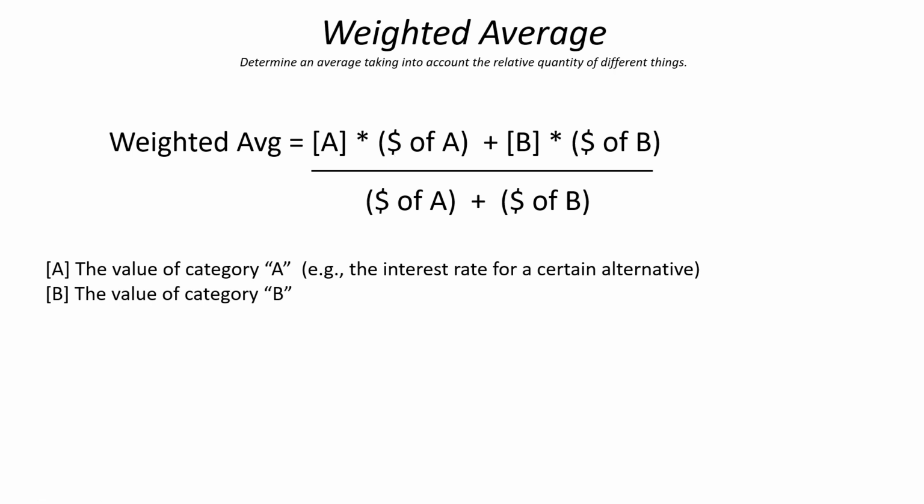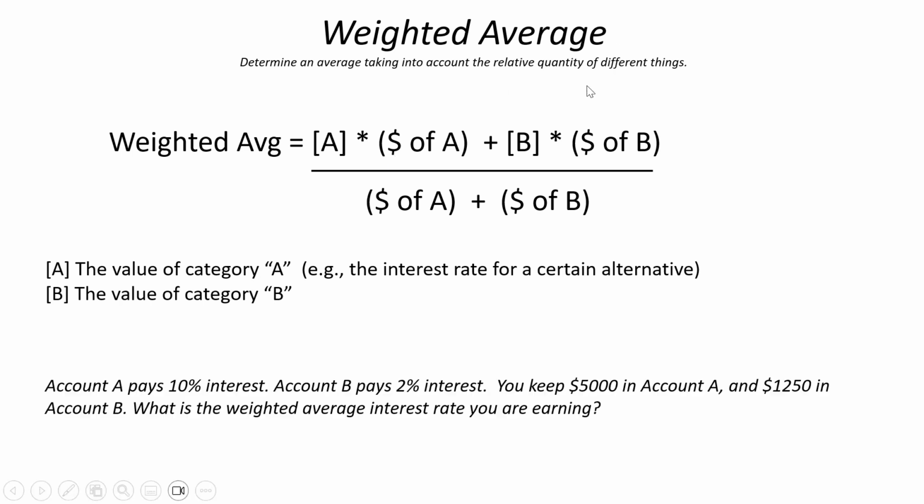So if we want to calculate a weighted average, just as an illustration, what if you had money in two different accounts? You had one account that pays 10% interest and another account that pays 2% interest. So if you had those two accounts, you'd probably keep more of your money in account A. And that's the case that's illustrated here.